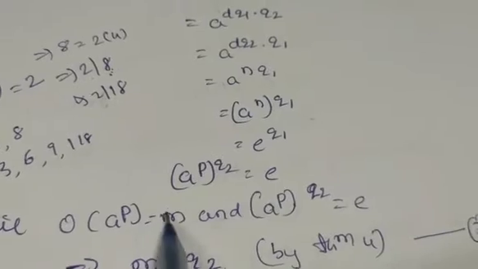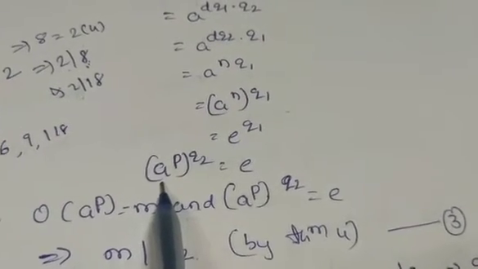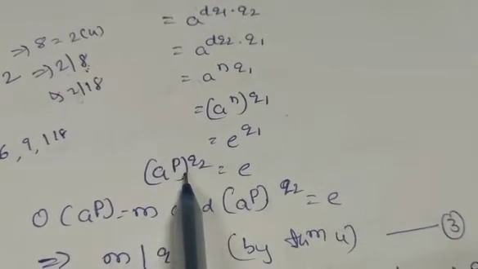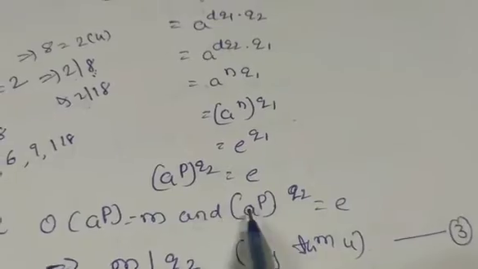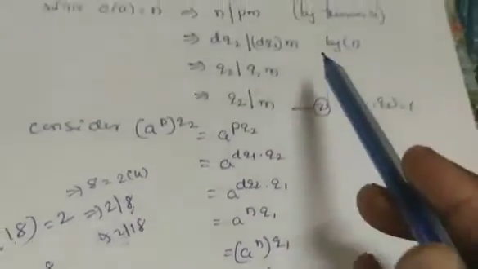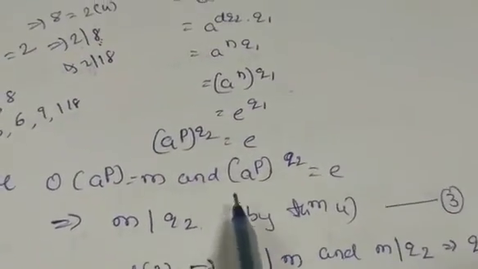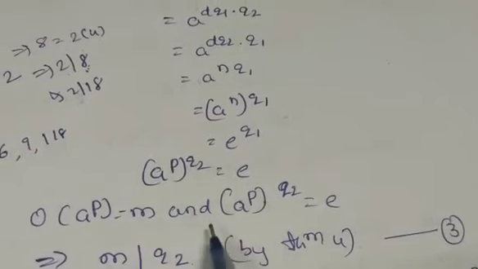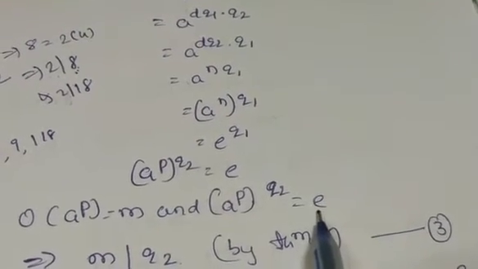So that is here, we know from the definition of order of an element, the order of a to the power of p is equals to m, which we have taken here. And what we got here is a to the power of p whole to the power of q2 is equals to e.